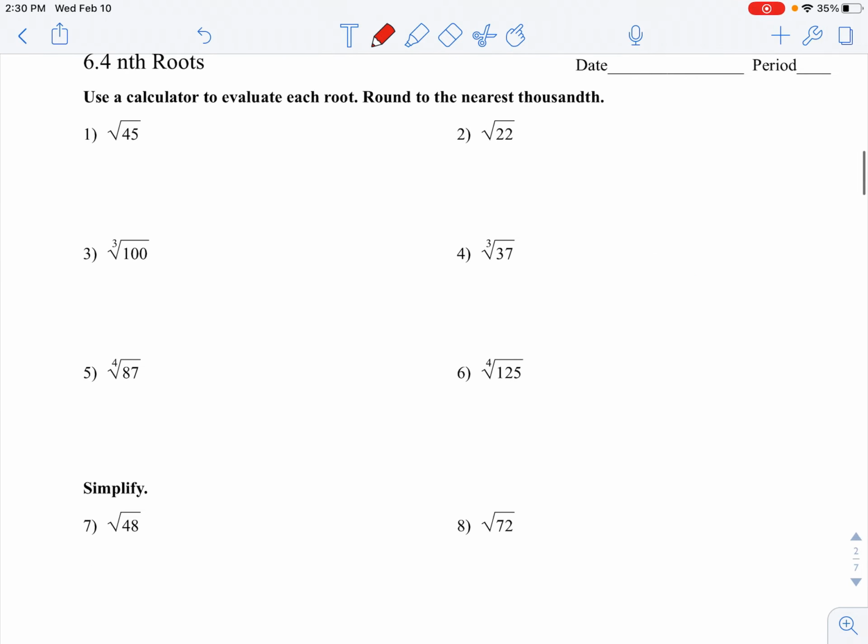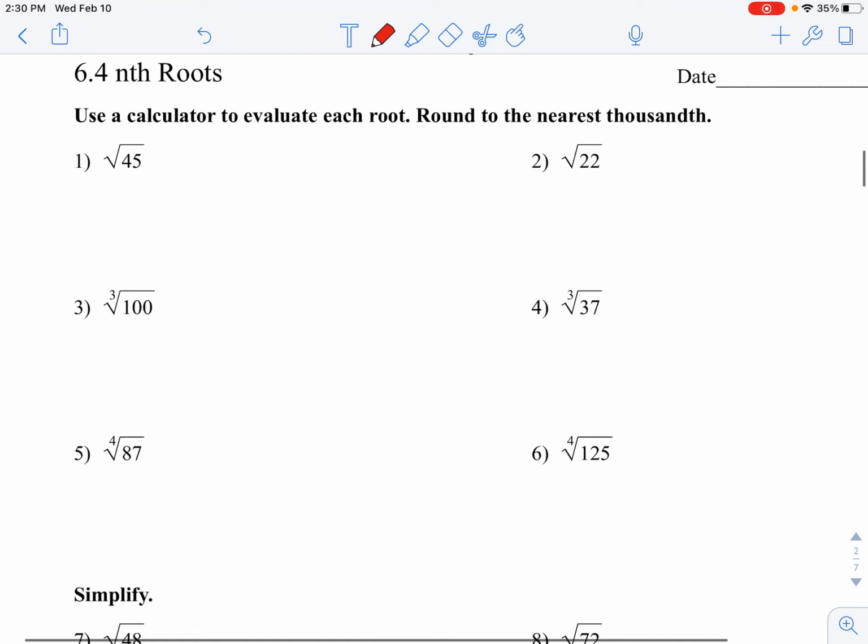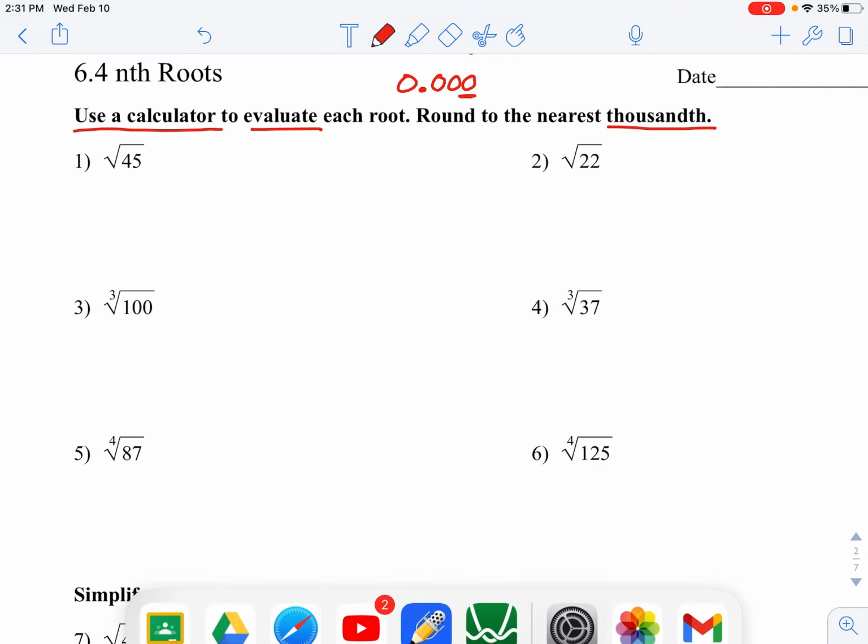Okay, but first, let's do what I said we were going to do first, and that is use a calculator to evaluate each square root, and we're going to round to the nearest thousandth. In case you forget, the way place values work, there's the ones place, then you put a decimal, and there's tenths, hundredths, thousandths. It goes on to ten thousandths, hundred thousandths, etc. It gets to be a tongue twister. Anyway, a thousandth is the third decimal place, so we're going to be rounding off to the third decimal place.